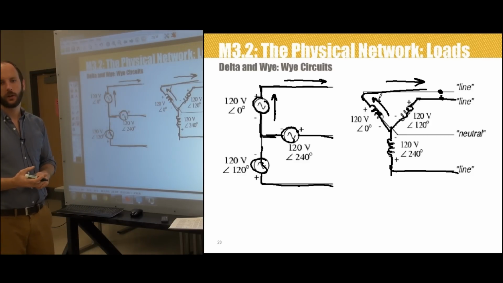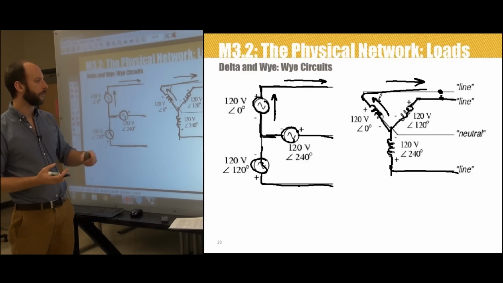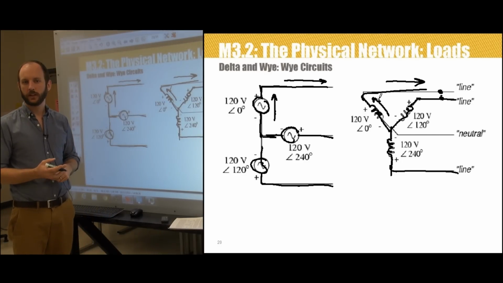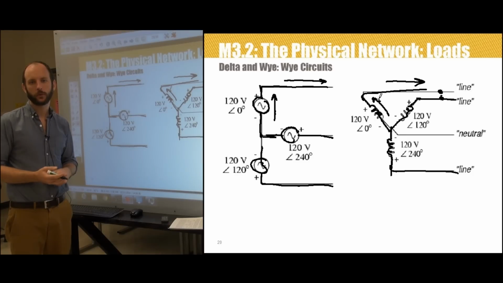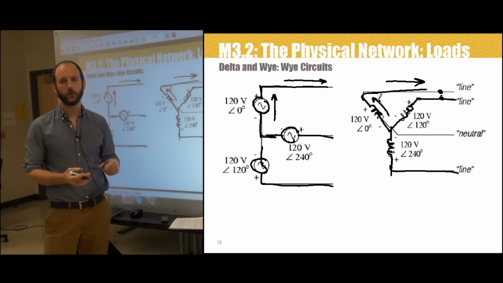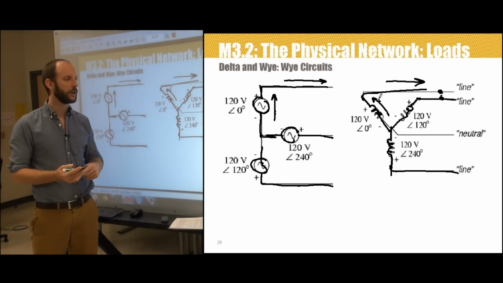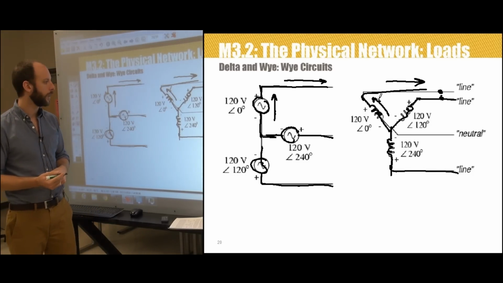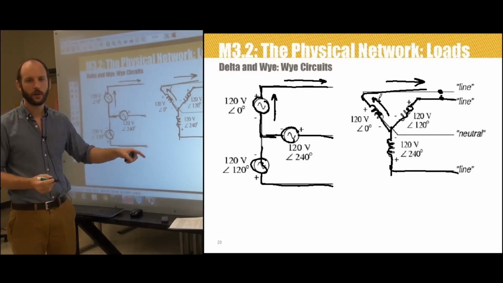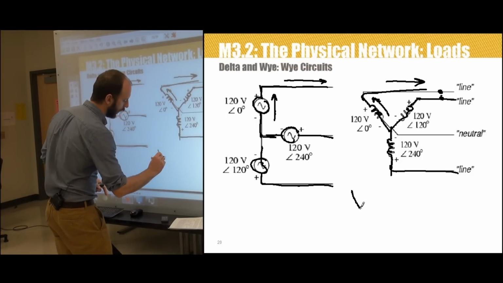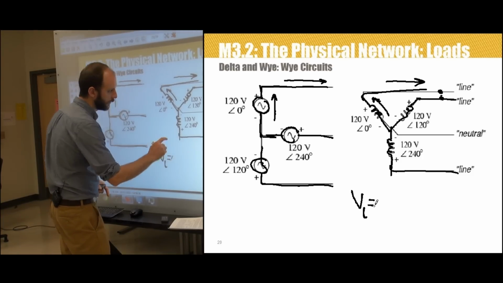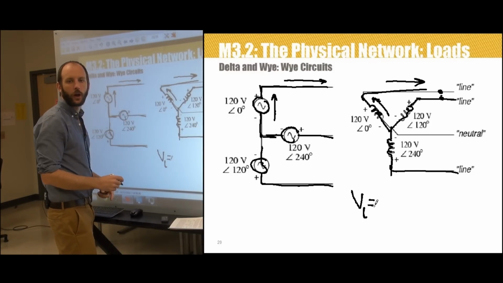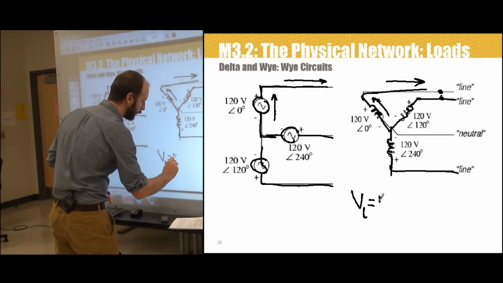Assuming that the Y-connected load is balanced, the line voltage is calculated as the phase voltage times the square root of 3, and the line voltage will lead its associated line to neutral voltage by 30 degrees. For these Y circuits, we therefore say that the line voltage is equal to the phase voltage times radical 3 at an angle of 30.